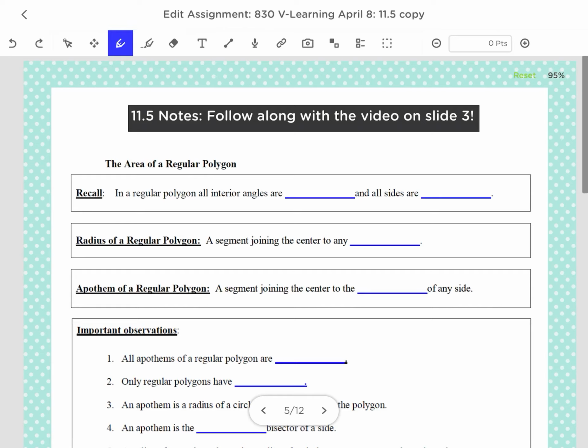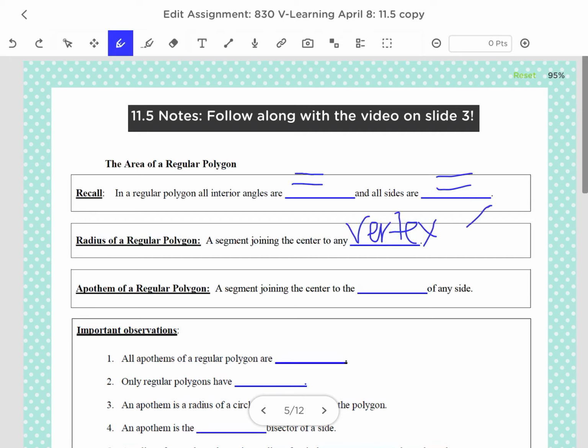So now there's some other vocabulary and other information that we're going to go through. Some of this is new, some of this is stuff that you know. We can recall that in a regular polygon, all of the interior angles are equal and all the sides are equal. So remember, a regular polygon has all congruent sides and all congruent angles. Now, we're going to talk about the radius of a regular polygon, and that's a segment joining the center to any vertex.